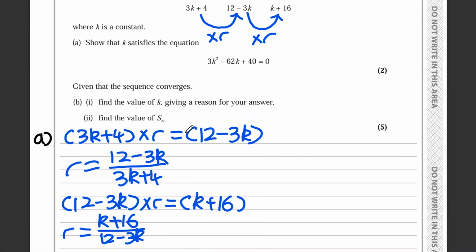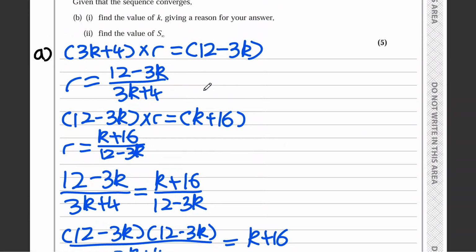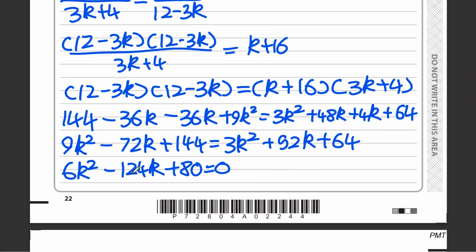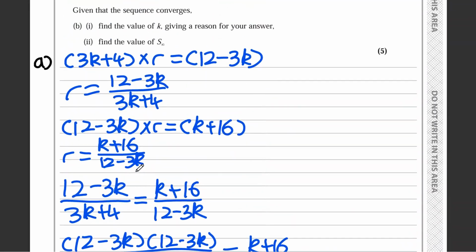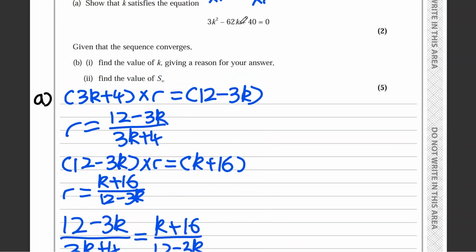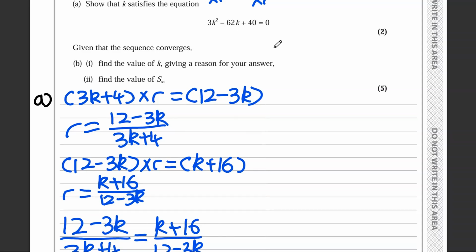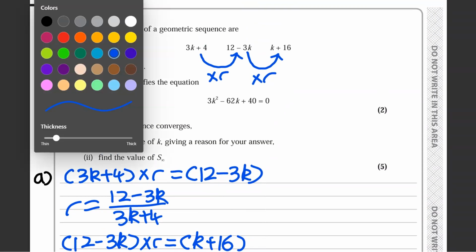So we need to get it into this format here. Now here, if we have 6, minus 124 and 80, these are all divisible by 2, so if we divide everything by 2 here, it will become 3k squared minus 62k plus 40 is equal to 0. So we have this equation here, and this is what's required. This 3k squared minus 62k plus 40 is equal to 0.